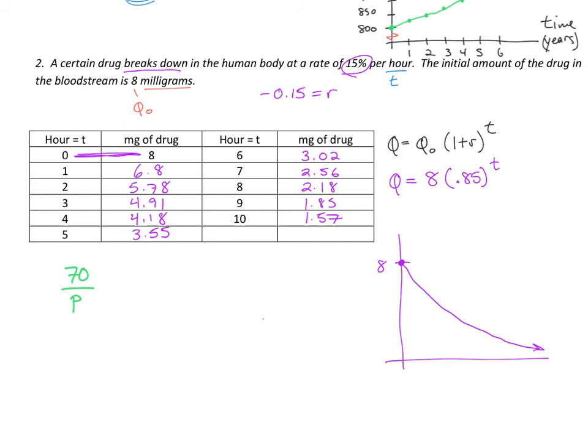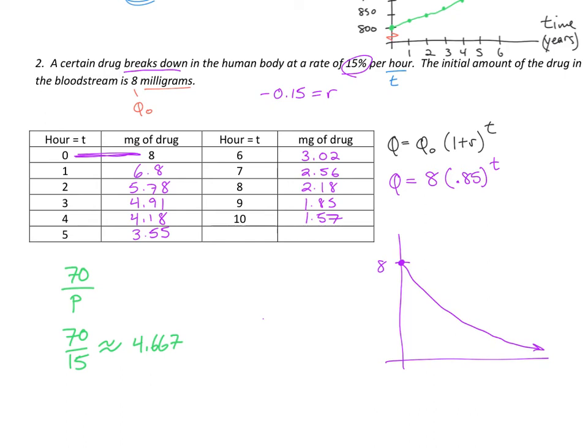We can take 70 and divide it by the percentage that we see in our example. Here it is 15. Not only does this work for growth, it also works for decay. So if I take 70 and I divide it by the 15%, that is about 4.667 out to 3 decimal places.